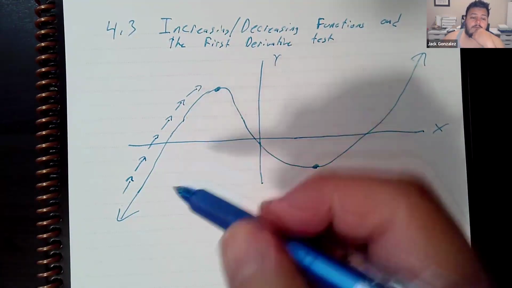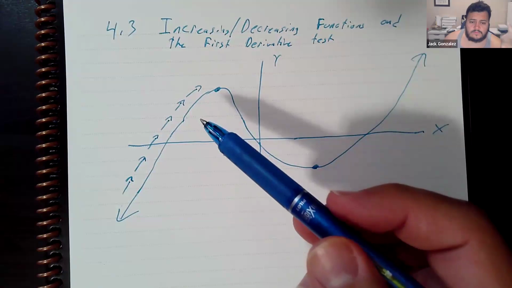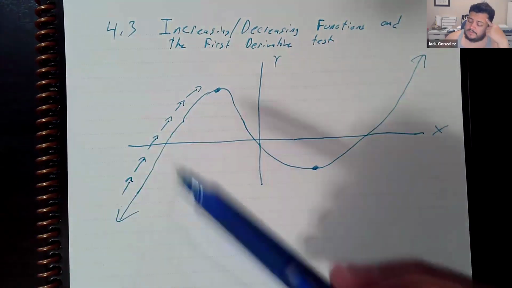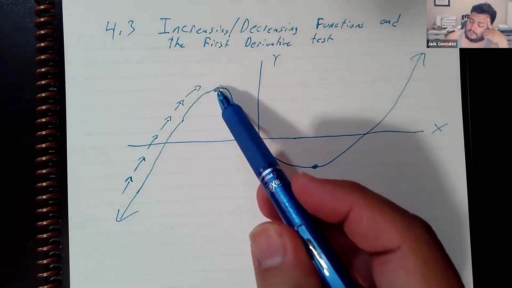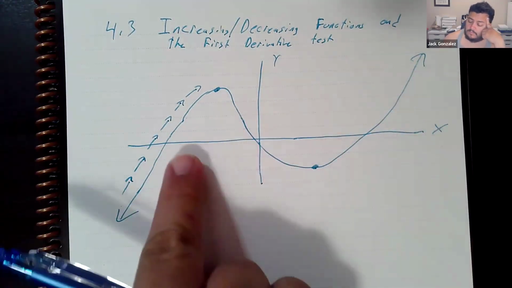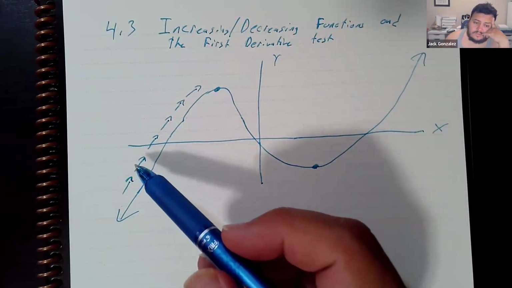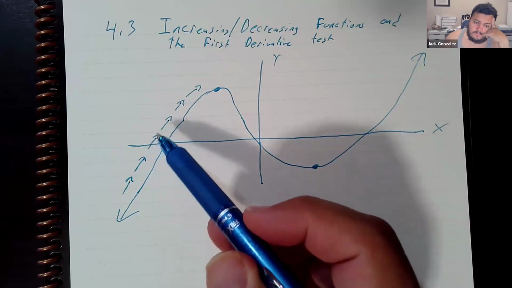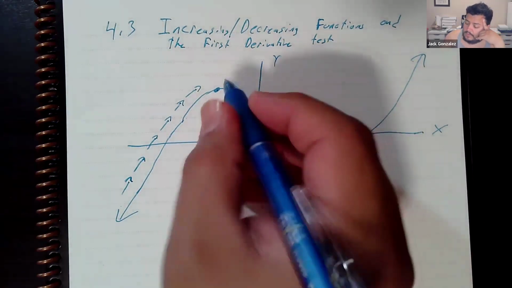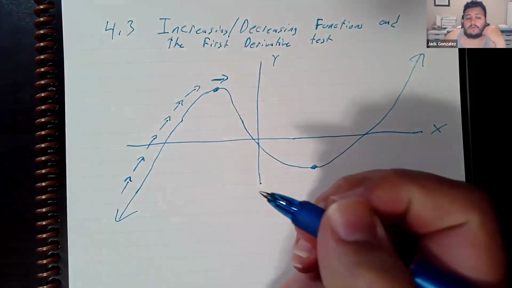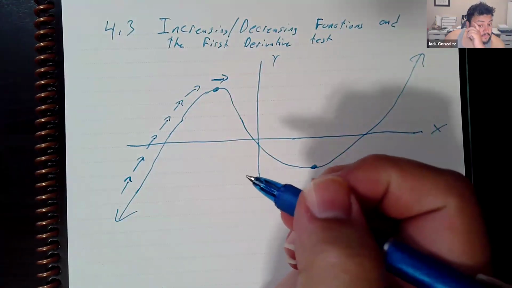If I found the derivative of this random function and I plugged in any value below this point, right over here somewhere, any x value, all the derivatives would be positive because it's increasing. Over here, the derivative would be zero, which is how we found critical numbers last week.